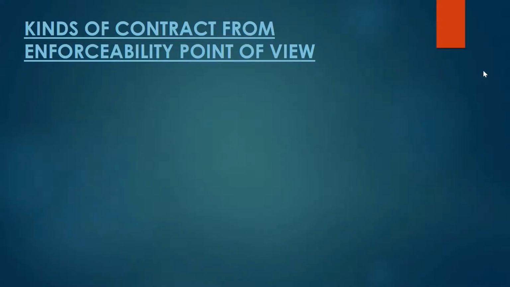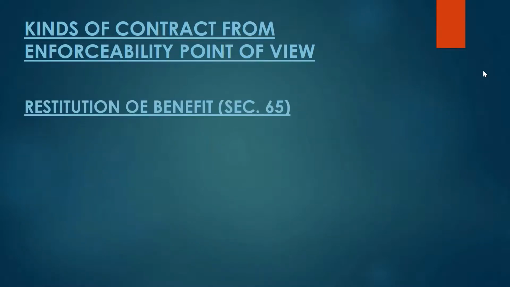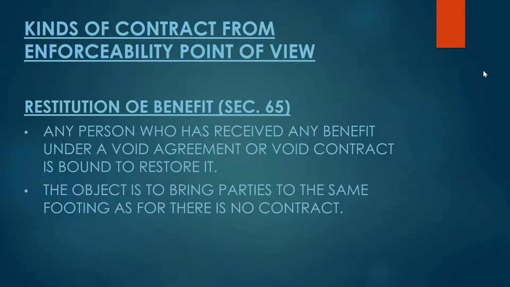Okay, so section 65 talks about restitution of benefit. We discussed this in previous lecture also. Section 64 deals with the restitution of benefit under voidable contract, and section 65 deals with benefit under void contract or void agreement. Right? Restitution of benefit means when a contract becomes void or is found to be void, then the parties who have received any benefit from the other party under the contract have to restore it back to the party. Right? The objective of this provision is to put the parties on the same footing as if there had never been any contract.